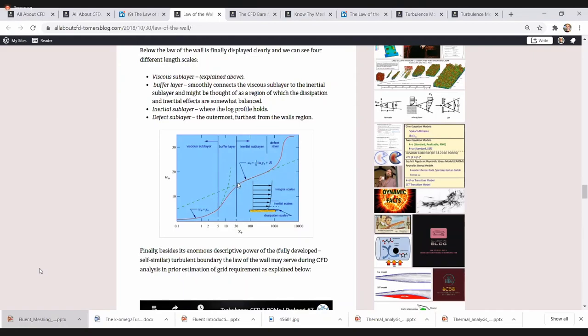And the inertial range we see starts at y plus 30, but it doesn't have a defined ending. The larger the Reynolds number is, the larger the extent of the log layer is. But we still have to maintain the right resolution, okay? So if we have a low Reynolds number, maybe the log layer ends at y plus equals 400.